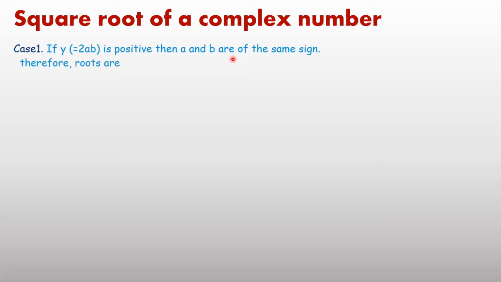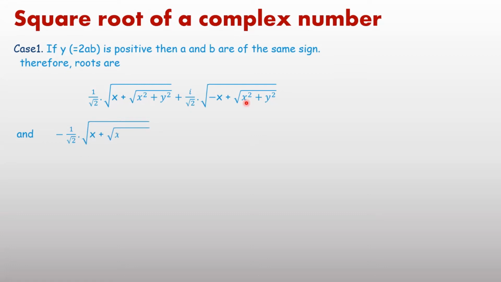Now, case first. If y is equal to 2ab is positive, then a and b have the same sign, meaning both are positive or both are negative. Because if the product of two numbers is positive, only two cases are possible: both negative or both positive. If both positive, then one root you will get here: 1 upon root 2 under root x plus under root x square plus y square plus I upon root 2 under root minus x plus under root x square plus y square. And if both negative, then the second root you will get is the negative of this result.